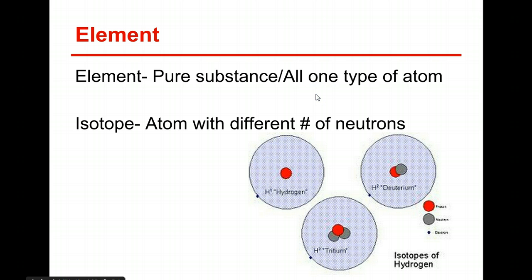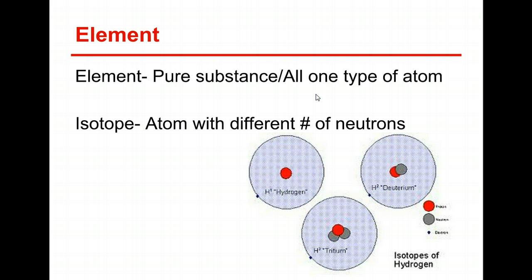An element. An element is a pure substance which is all one type of atom. So oxygen is an element. Gold is an element. If you tell me that you have 3 grams of gold, that's an element. It's a pure element. It's all one type of atom. Now you can have more than one atom combined. You can have a molecule that's still an element. For example, you could have O2, that's 2 oxygens, still an element.